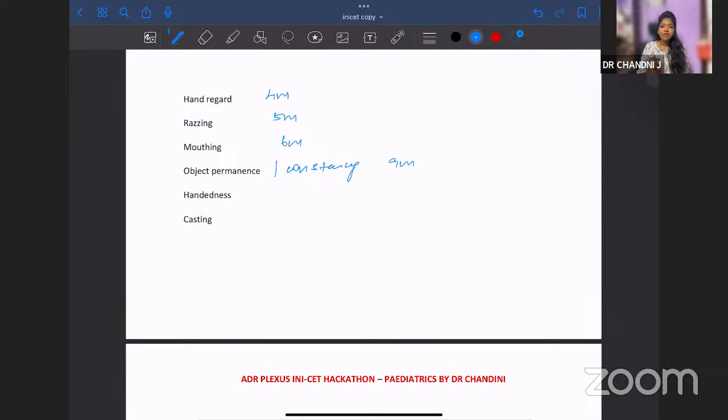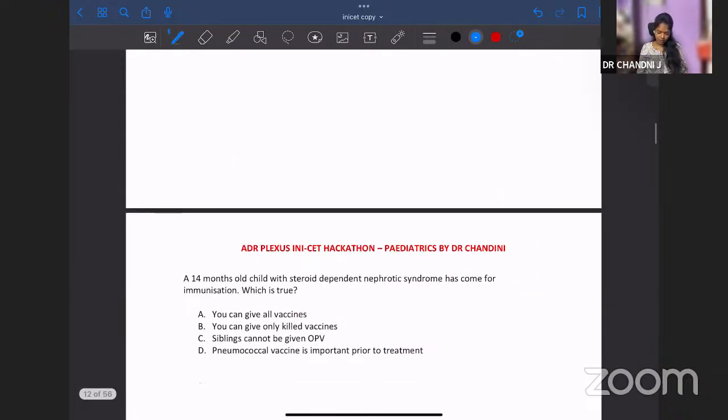Handedness: what is handedness? Preference to use a particular hand is called handedness, by 3 years. What is casting? Casting is when you give the baby something, they will start throwing everything. That is casting, around 1 year. So these are some of the milestones that could be asked in your exam. Clear? So we are done with milestones.